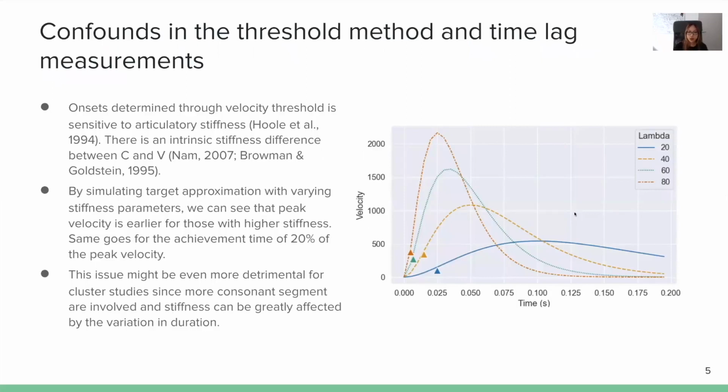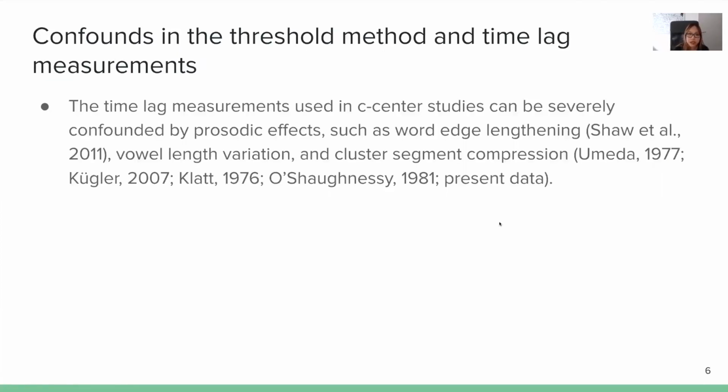However, the threshold method is problematic because there is an intrinsic stiffness difference between consonant and vowel articulation. And as you can see on the right here, the stiffer the articulation, which is the lambda value, the earlier you can locate the 20% of the peak velocity. The time lag measurements used in C-center studies are also problematic. They can be severely confounded by prosodic effects such as word edge lengthening, vowel length variation, and cluster segment compression.